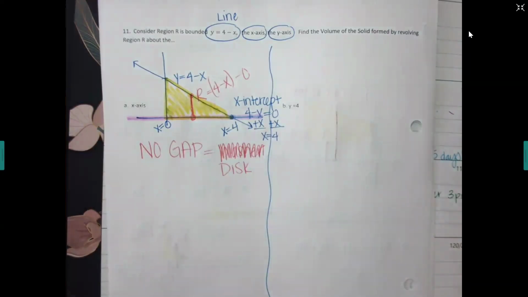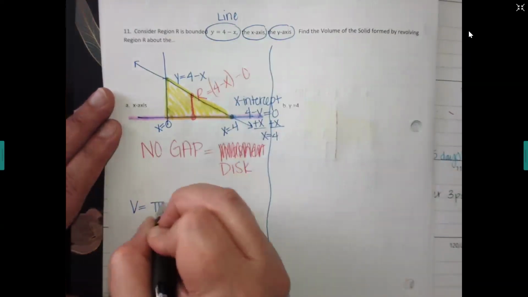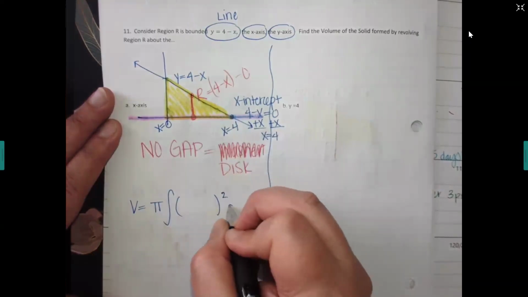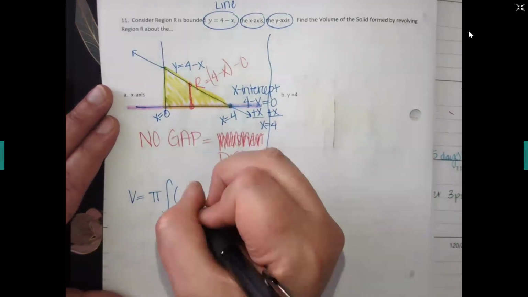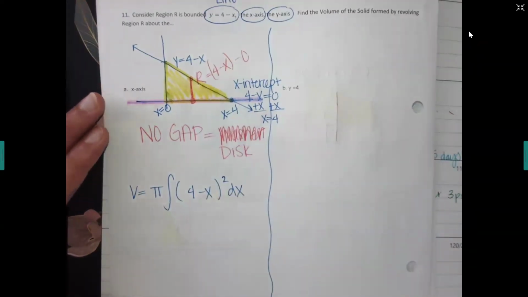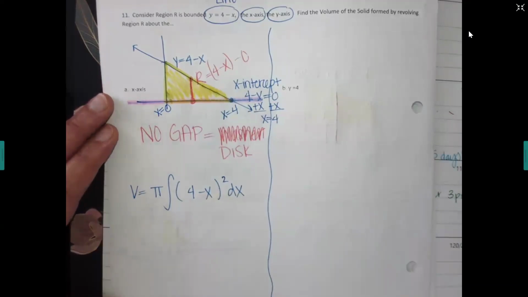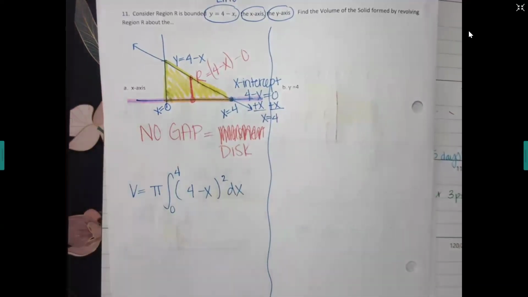Okay, then let's write our volume. It's going to be pi R squared, where my R is going to be the 4 minus x minus 0. What are the end points of my region for me to integrate between? 0 to 4. And then for the homework, you would just put it in the calculator and round the answer to the nearest cell.